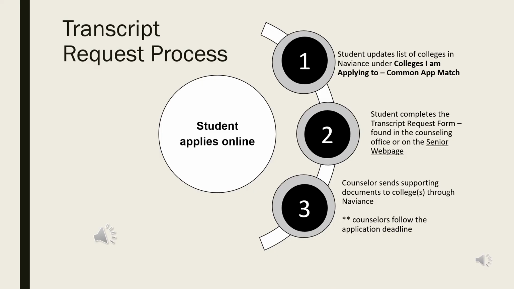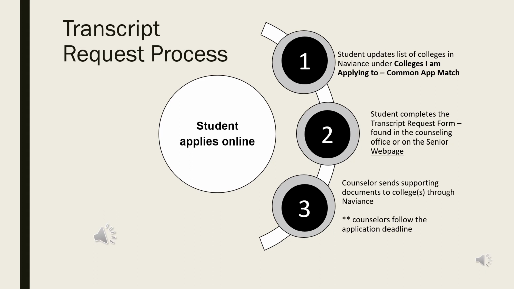So to recap the transcript request process, the first step is for students to update the list of colleges that they are applying to under Colleges I'm Applying to. The second step is for students to complete the transcript request form. Again, this is found in the counseling office or on the senior webpage. We do have them already pre-printed if your student would like to come pick them up.